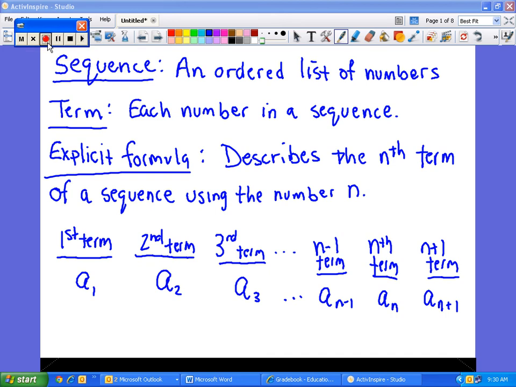A sequence is simply an ordered list of numbers. In other words, numbers that form a pattern. Each individual number within that sequence we call a term. And then finally, an explicit formula. That's how I generally describe a sequence.